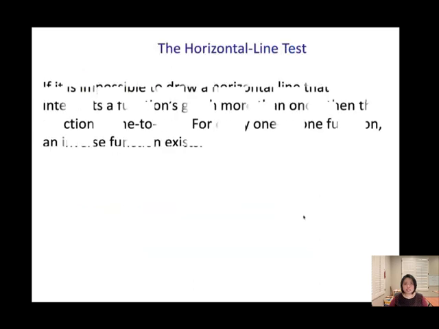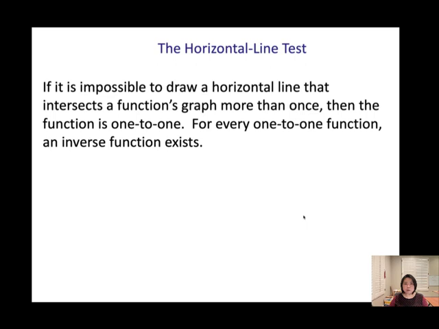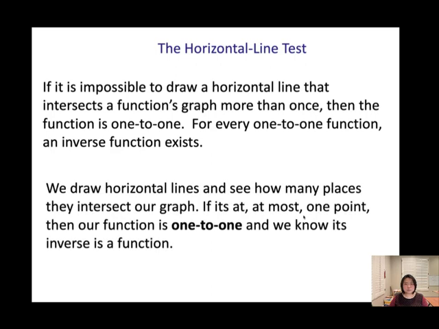Okay, horizontal line test. If it is impossible to draw a horizontal line that intersects a function's graph more than once, then the function is one-to-one. For every one-to-one function, an inverse function exists. So when you have the graph, you can use horizontal lines. You draw horizontal lines to see if you have more than one intersection point. If you do, then this is not a one-to-one function, so you won't be able to find the inverse function.